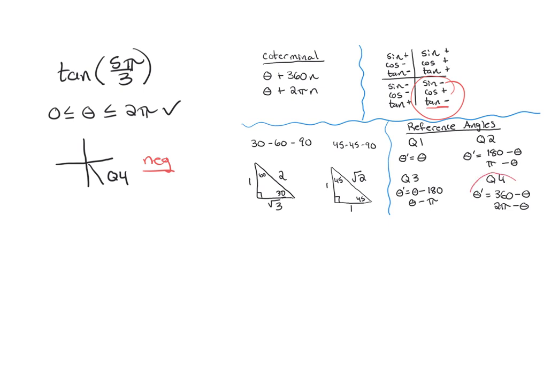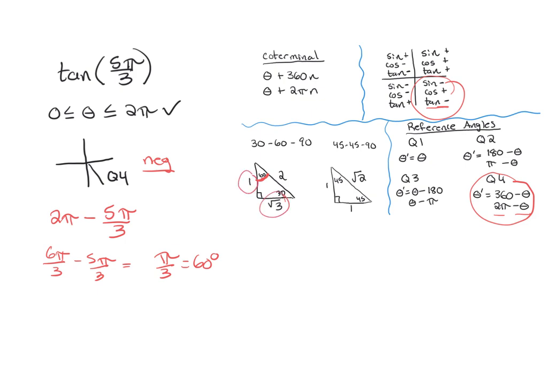In quadrant 4, to get the reference angle, I need to do 2 pi minus theta. So 2 pi minus 5 pi over 3. So that would be 6 pi over 3 minus 5 pi over 3, which is just pi over 3, which we know is 60 degrees. So 60 degrees is my reference angle, and tangent is opposite over adjacent, so that's square root of 3, and remember it's negative.